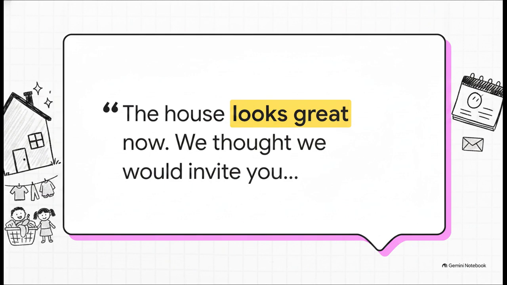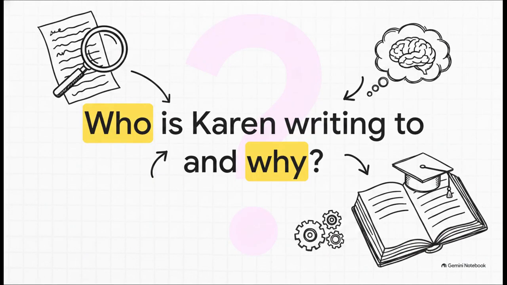Karen writes, "The children helped with their rooms and we did the washing together. The house looks great now." She then goes on to invite Amanda over to visit next month. When you get a passage like this, I really want you to actively interrogate the text. Just like you would on the exam, ask yourself, based purely on the tone and the facts provided, who is Karen actually writing to?